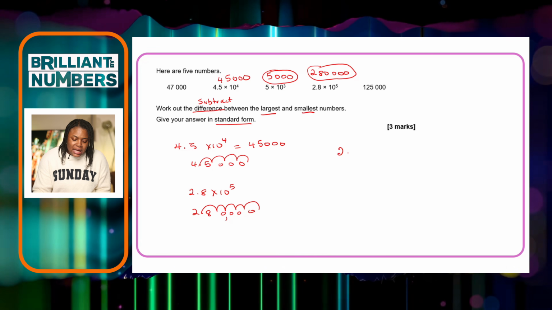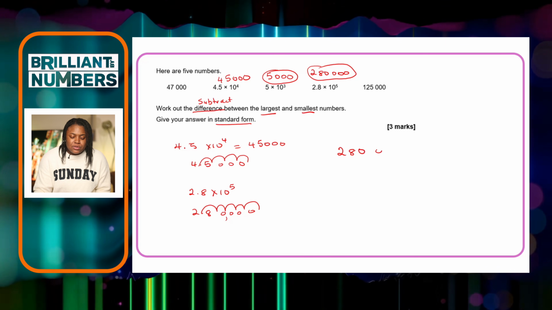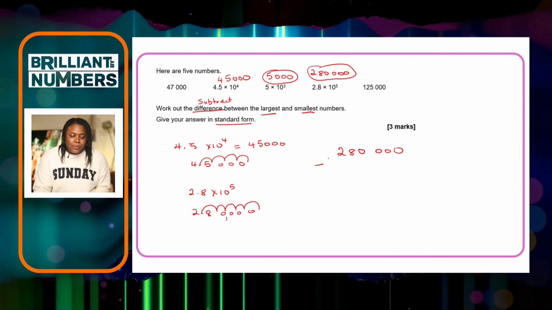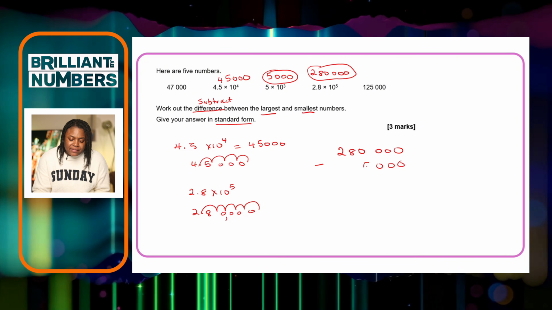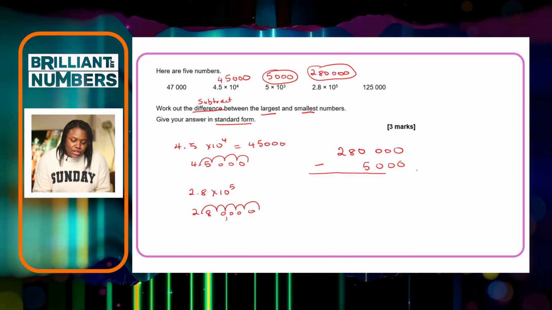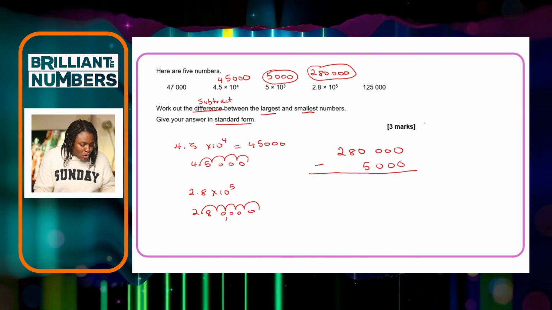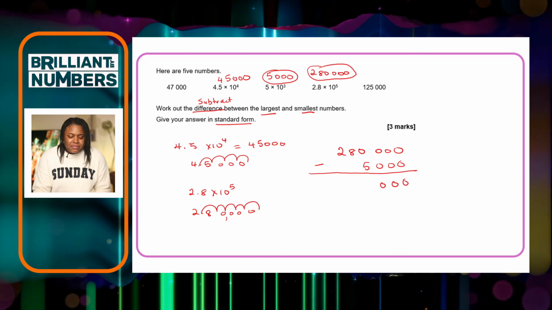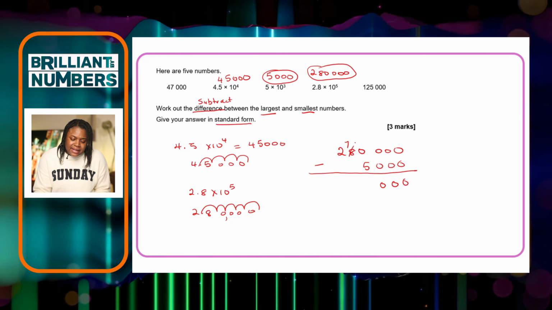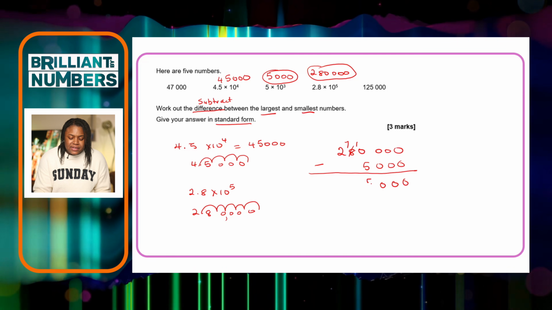So essentially, I'm doing 280,000 take away 5,000. Make sure you line up properly. If you don't line up properly, you are going to get the answer wrong. So let's subtract now. 0, 0, 0. Got to take 1 from here, leaving 7. So 10 take away 5 is 5.